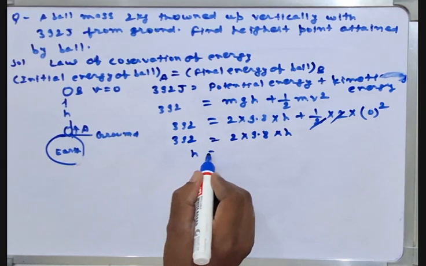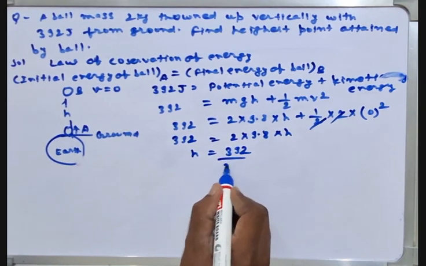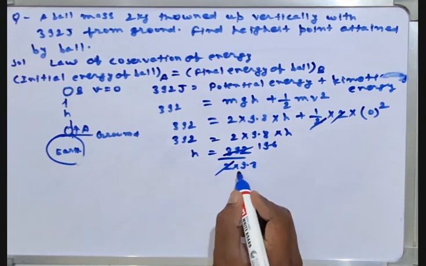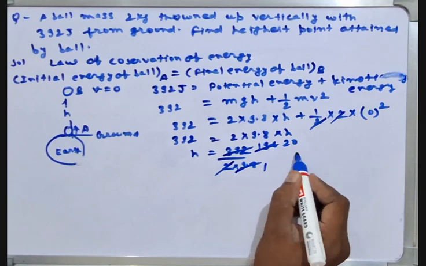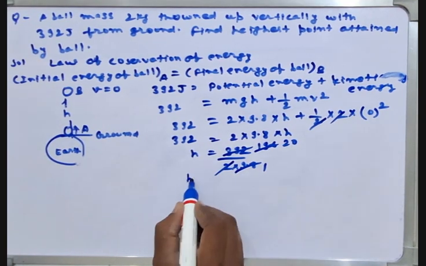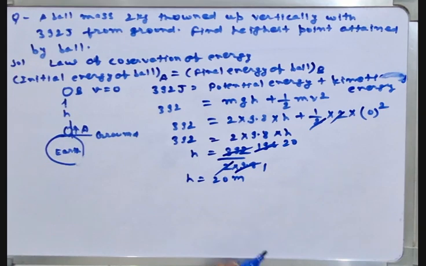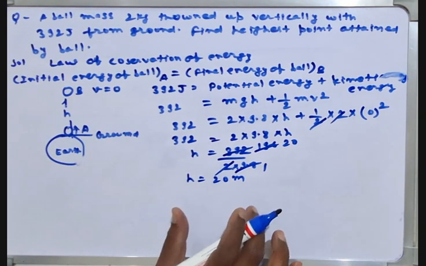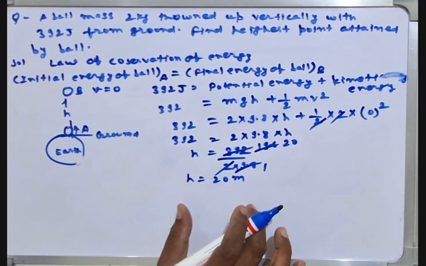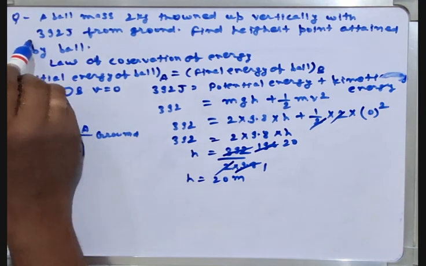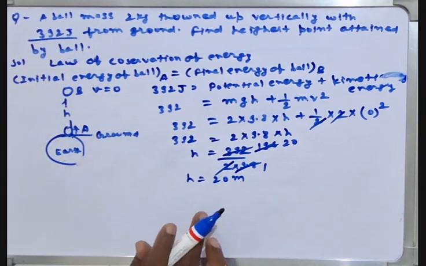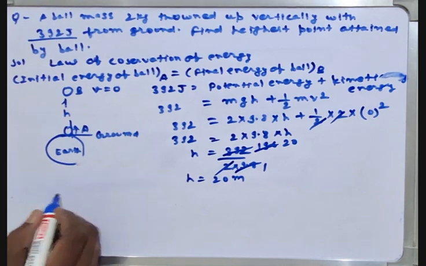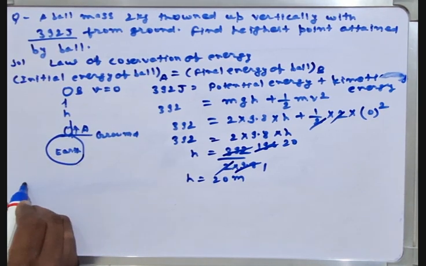So h equals 392 divided by 2 into 9.8. This is 196 over 9.8, which is 20. So you get h equal to 20 meter. So the maximum height attained by the ball when thrown up with this energy is 20 meter. Now we solve by the basic concept like this.